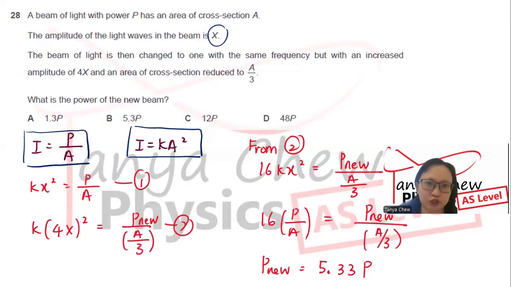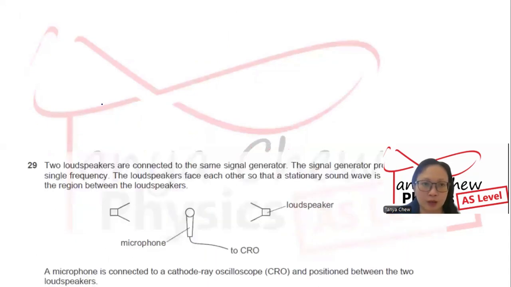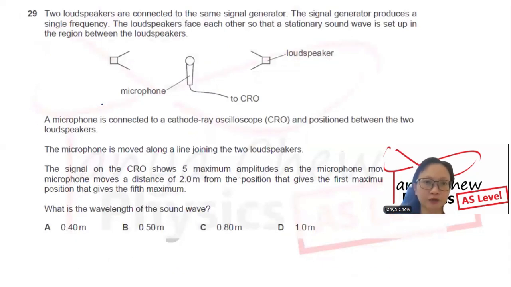Now the beam of light is changed. The amplitude increased to 4x, so you have to square it. You have to find a new power, because since the amplitude is changing and the cross-section is changing, the power will be changed as well. So A over 3. Use these two simultaneous equations to solve for the new power, which is 5.33P. B is the answer.